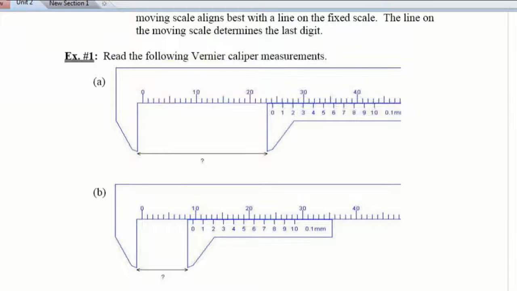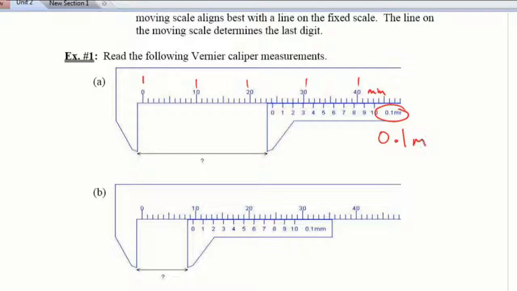So the first example asks us to read the following caliper measurement. Now, there's a lot of stuff going on in terms of these numbers. We have a number scale along the top here. We also have a number scale along the bottom here. And it can get confusing. So the idea here is this. The numbers along the top, this is 10, so this is measuring in millimeters. The numbers along the top here are going to be centimeters. And then down here you can see this is kind of got cut off.